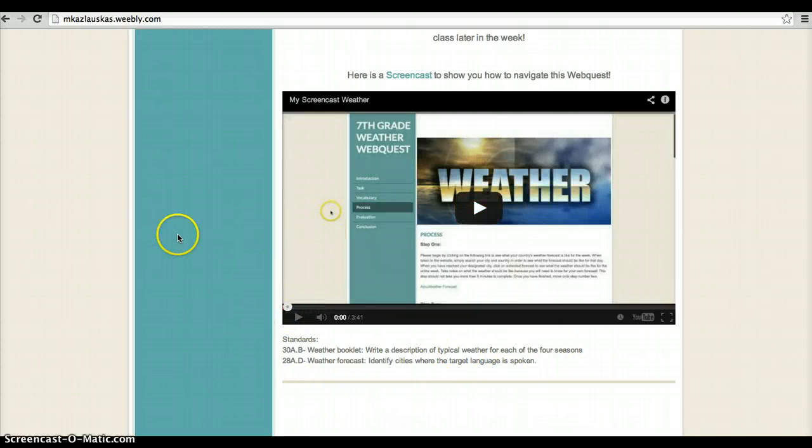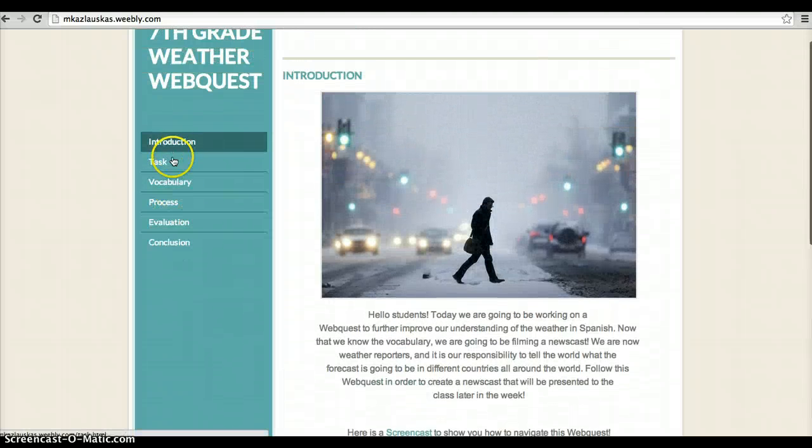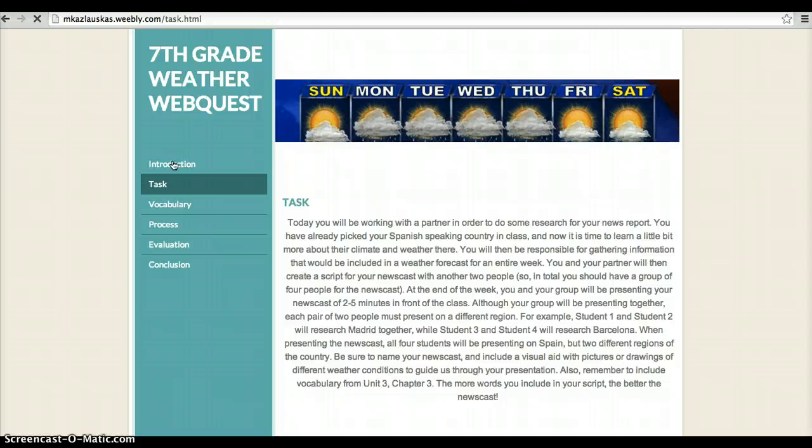And then down here are the standards. Yeah, it's the Illinois standards. I don't know if those are the exact standards that you use, but I had to put them on there. So then after the introduction page, there is the task page.